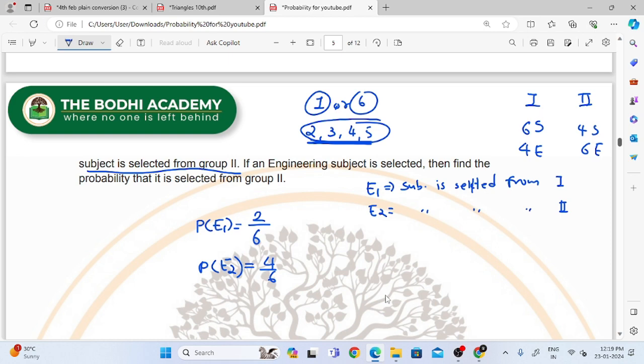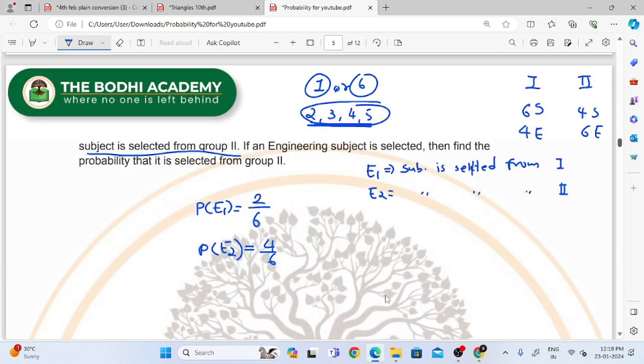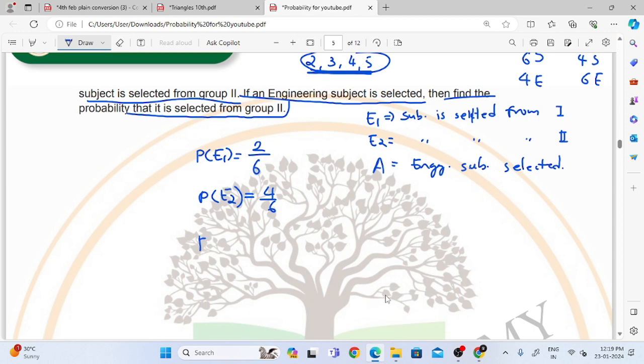Now if an engineering subject is selected, let's define another event, that is called A, that an engineering subject is selected. So we have to find out the probability that it is selected from group 2. So we need two more things here, that is P of A given E1, that means an engineering subject is selected from the first group, and P of A given E2, an engineering subject is selected from the second group.